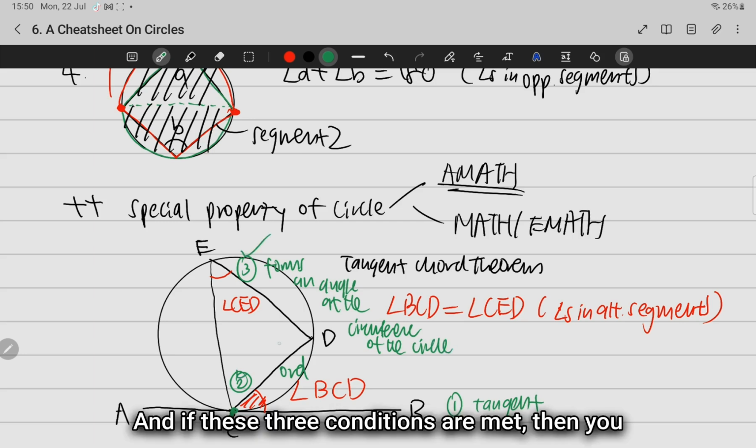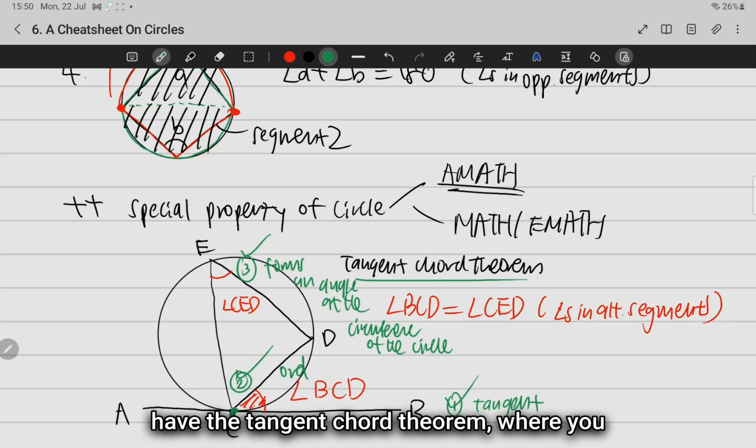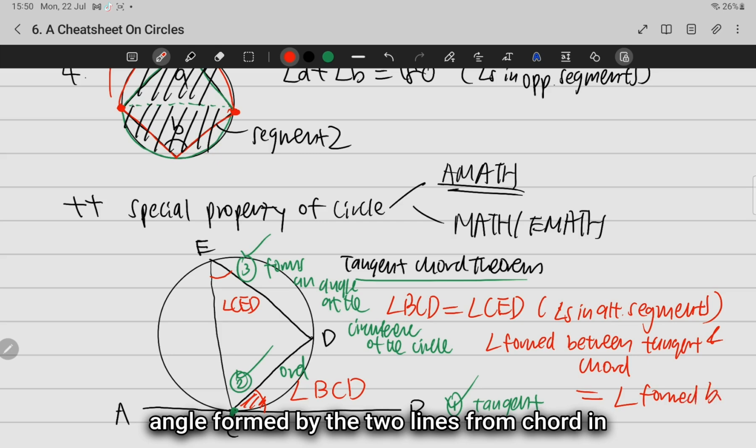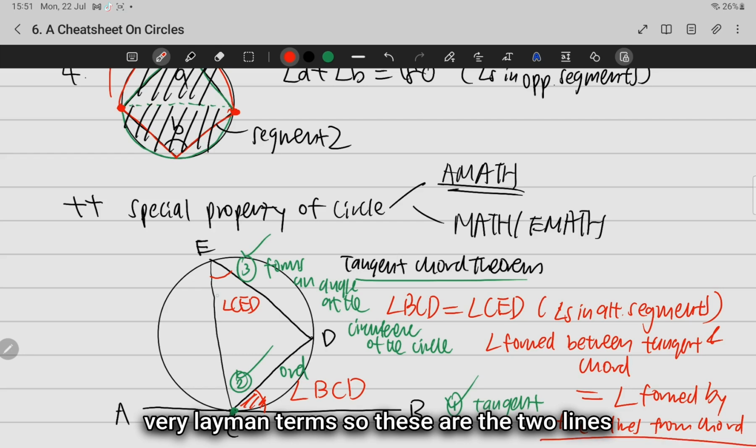And if these 3 conditions are met, then you have the tangent chord theorem, where you can then state that the angle formed between tangent and chord equals the angle formed by the 2 lines from the chord, in very layman terms. So these are the 2 lines formed by the chord over here, and that is all you need to know for math in order to score well for it.